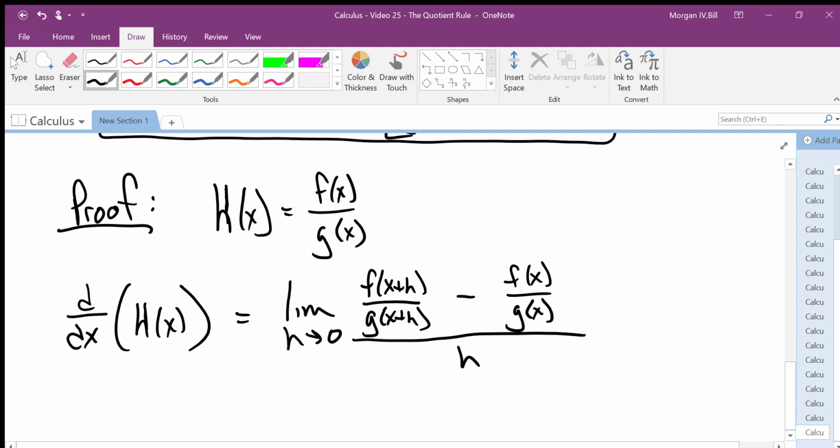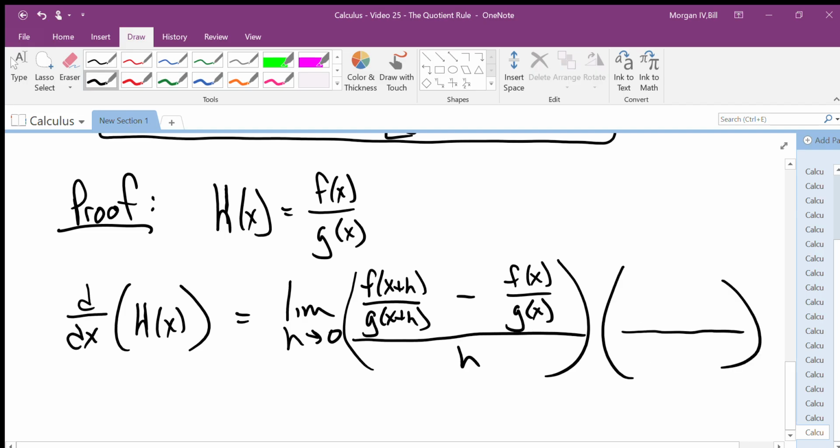Okay, so that's how it starts. And like a lot of times when we have fractions, the way we work through this is we multiply top and bottom by the common denominator of all the fractions. In this case, the common denominator is the two denominators that we have, g of x plus h and g of x. So that becomes our common denominator, g of x plus h times g of x, and we'll multiply that both on top and on bottom.